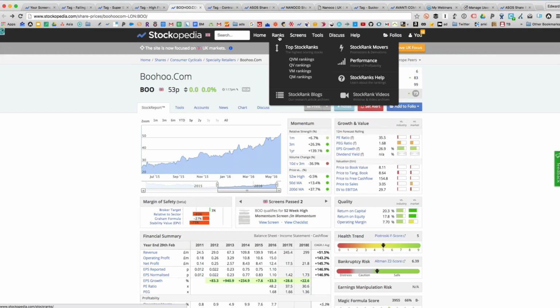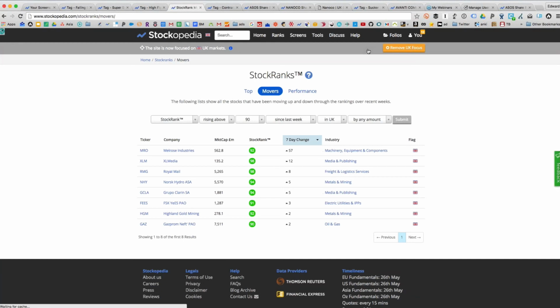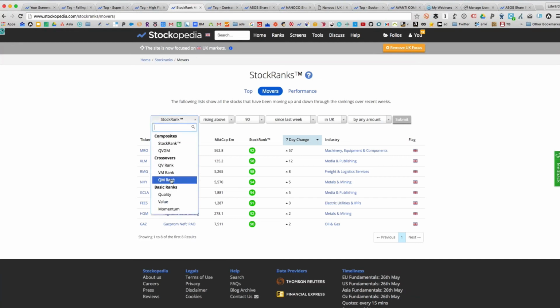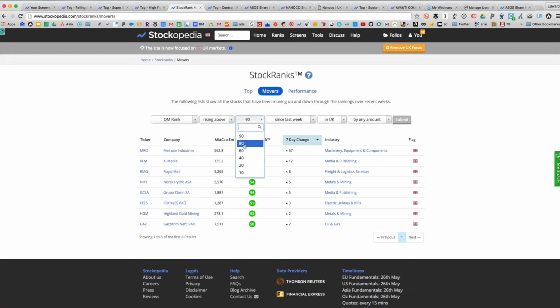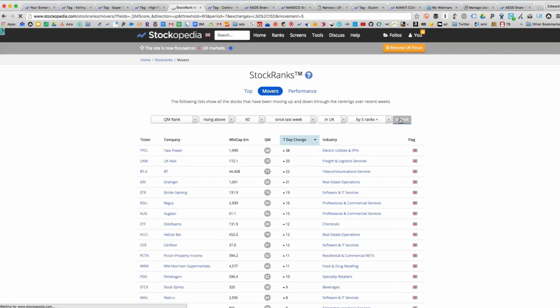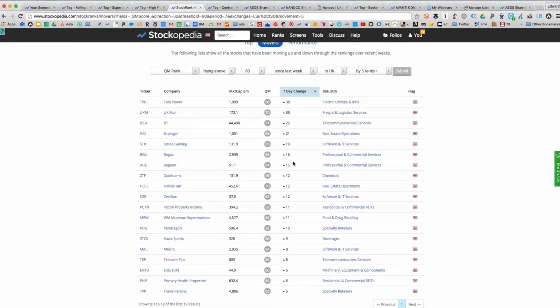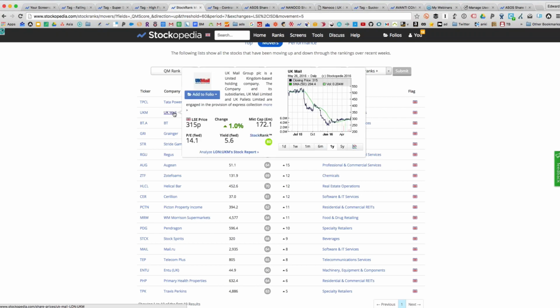If you hover over ranks and go to stock rank movers, this link here, you can actually find shifts in the QM rank, which might help you spot these kinds of trend changes. So I can use this screen here, for example, QM rank. If I want to look for stocks that might be becoming a high flyer, QM rank rising above, let's say, 60 in the last week by 5 ranks, and press submit. Here we go, and here's a list of some shares whose QM ranks are rising.